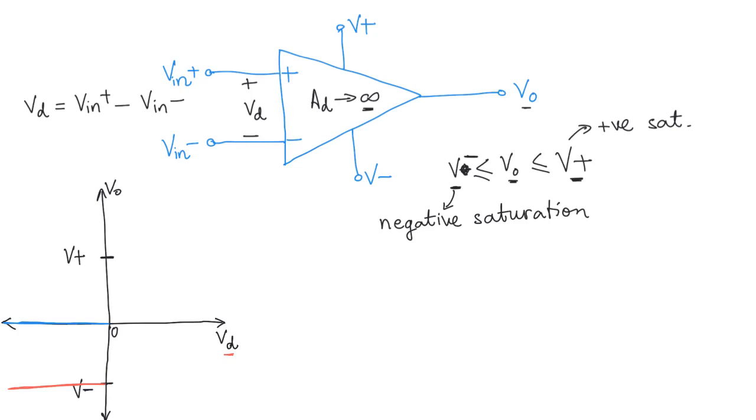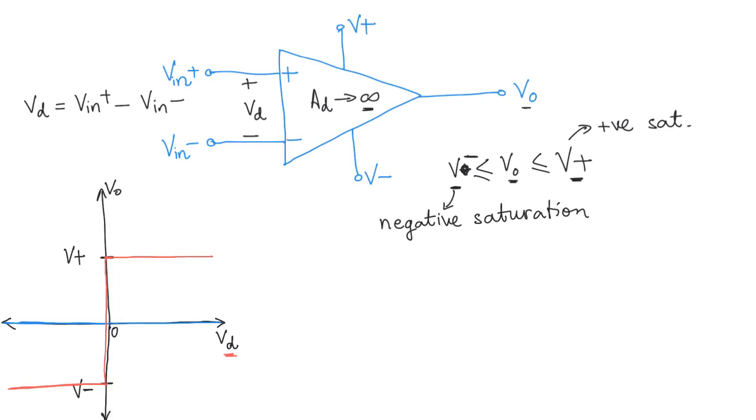Now what happens when VD is positive, this side of the curve? Following a similar logic, if VD is positive, VD times AD, which is infinity, would be positive infinity. But the maximum positive value that we can reach is the positive saturation, which is V plus. So my voltage is going to be V plus. At the place where VD is 0, 0 times infinity, well, that's a good question. We don't know. Maybe we could say that it's just going to be 0, and we'll leave it at that.